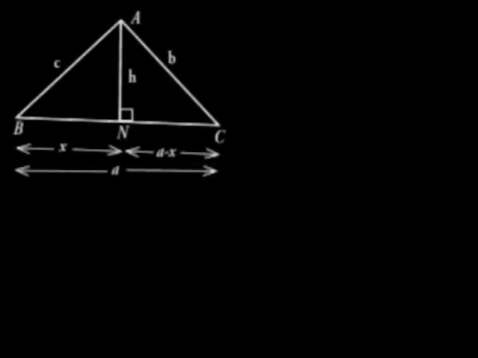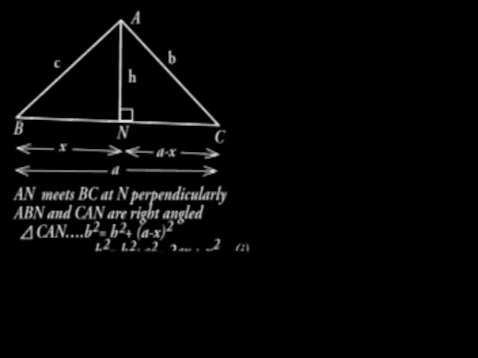Let's jump over to cosine rule. To start off, consider the figure below. AN meets BC at N perpendicularly. ABN and ACN are right-angled triangles. By Pythagoras' theorem, in triangle ACN, b squared is equal to h squared plus (a minus x) squared, which means b squared is equal to h squared plus a squared minus 2ax plus x squared.